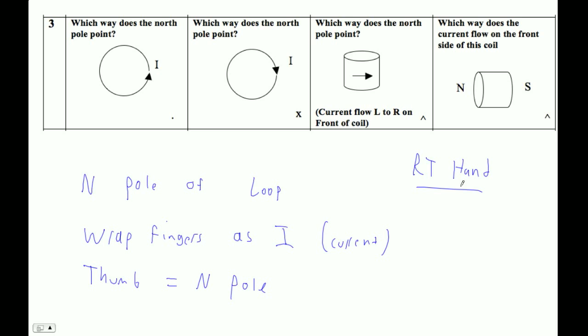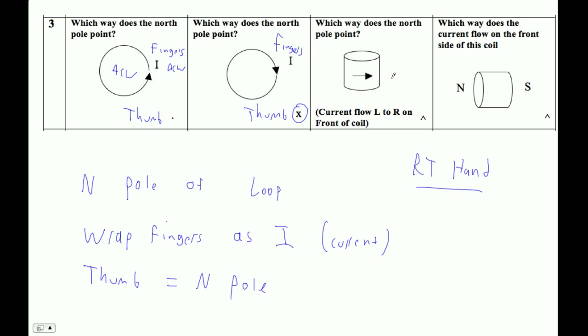So if I wrap my fingers on this guy here, if I wrap them anti-clockwise, then my thumb is pointing out of this page, right? So here's my thumb. I wrap my fingers anti-clockwise, my thumb is coming out of the page. Obviously, if I wrap my fingers clockwise, then my thumb is into the page, right?